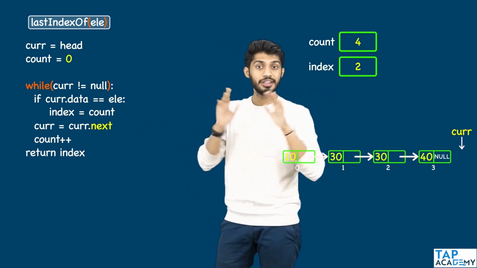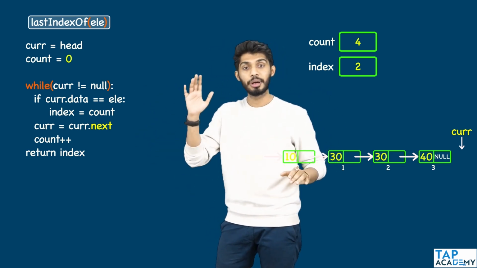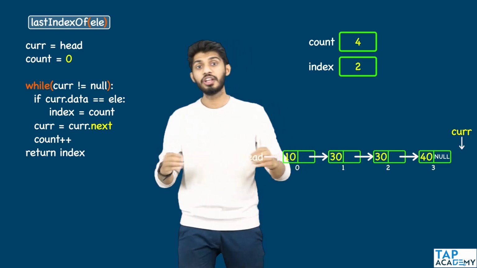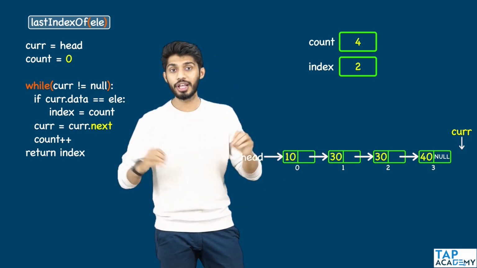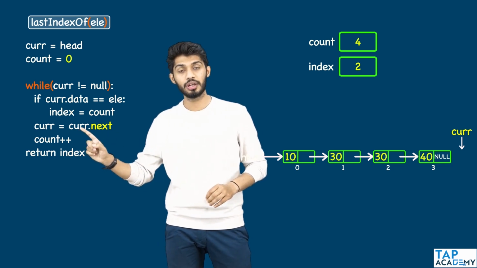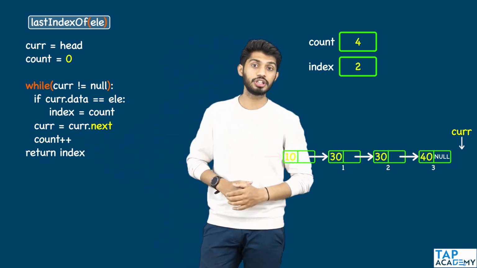So I hope this is completely clear to you. But now the question is, what if the element does not exist? If the element does not exist, then I need to return -1. So how can I write the code for this, if you ask me?